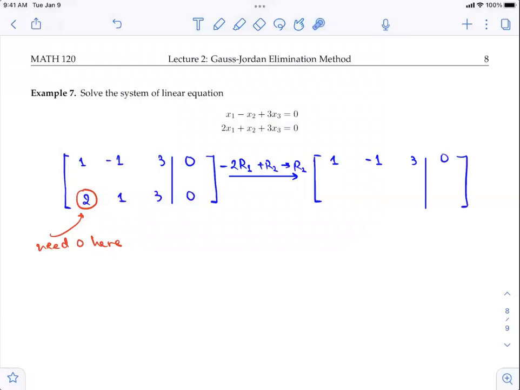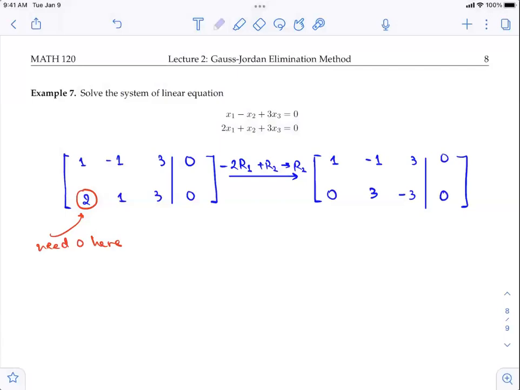Now row 2 becomes, so -2 times 1 added with 2 becomes 0. -2 times -1 is +2, plus 1 becomes +3. Then -2 times 3 is -6, added with 3 is -3. And -2 times 0 is 0, added with 0 is still 0.